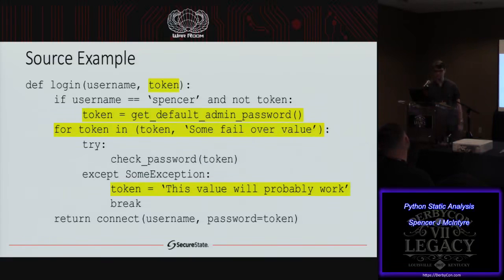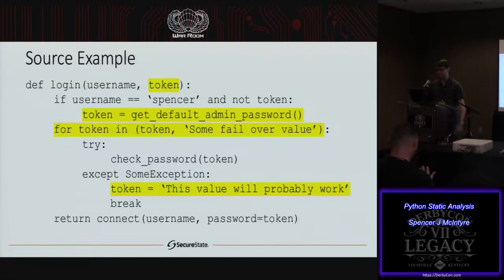But looking within this context, we can see that first it's defined as the function argument, then it's the return value of that get default admin password, then we have it there within that loop. And that loop is going to be the first location where we can tell that there is a static value that this token might be. So in this case, we probably want to try different usernames with the password of some failover value. We probably want to try that password, in addition to this value, which will probably work. So for whatever reason, this contrived example is going to try that.